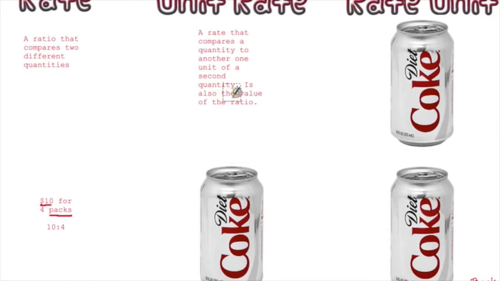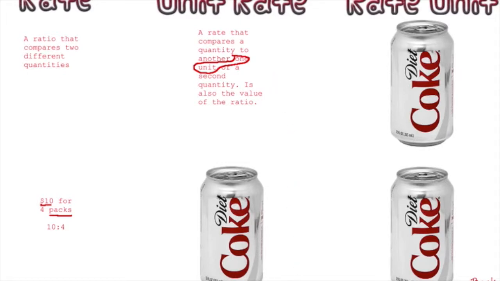So the unit rate is a rate that compares a quantity to another unit of a second quantity. It's also the value of the ratio. So it's a rate that compares a quantity to another 1 unit of a second quantity. So to another 1 unit. That's the key part. Another 1 unit of a second quantity.